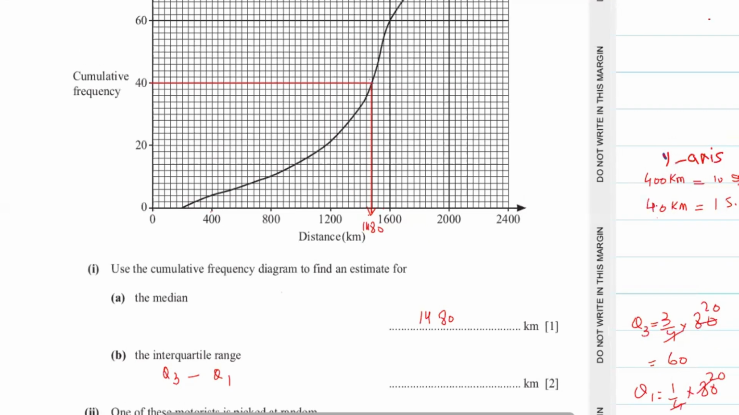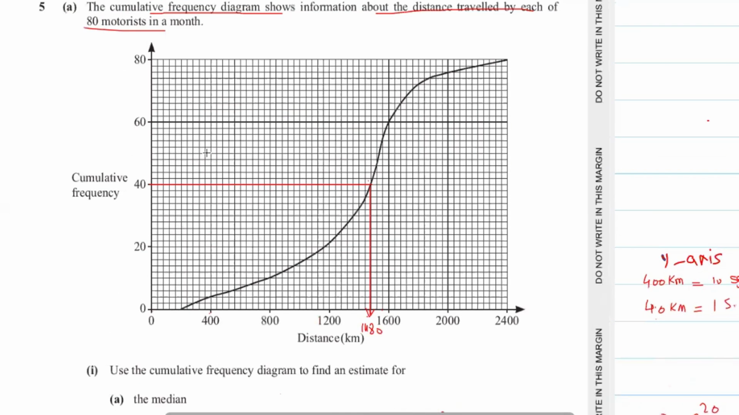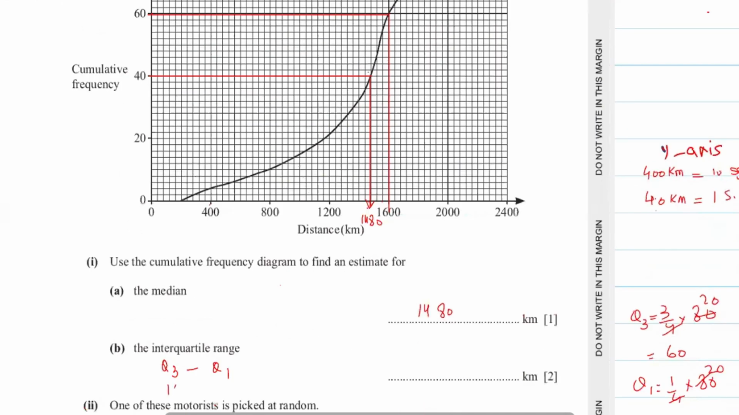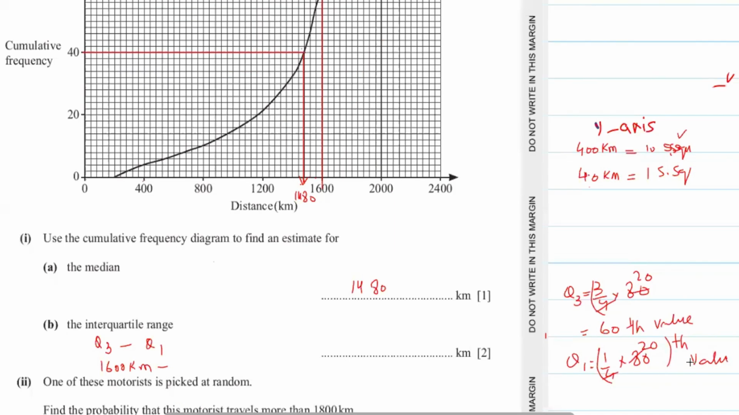We see the value of the 60th motorist distance. Look here, this is the 60, and at this position this value intersects the curve. This is the vertical line we draw to get the 60th motorist distance. This is 1600. Therefore, we write here 1600 kilometers minus Q1, and Q1 is 1 over 4 of the 80th value, that's equal to the 20th value.